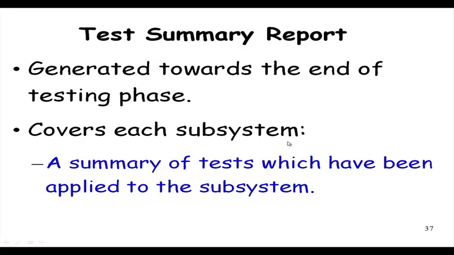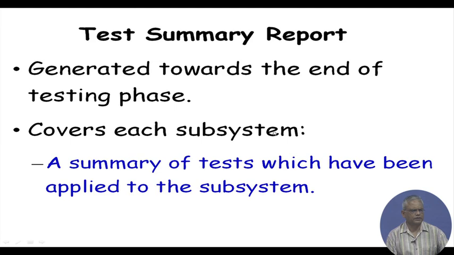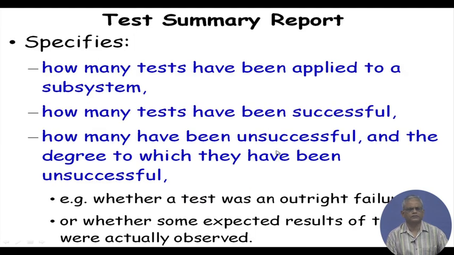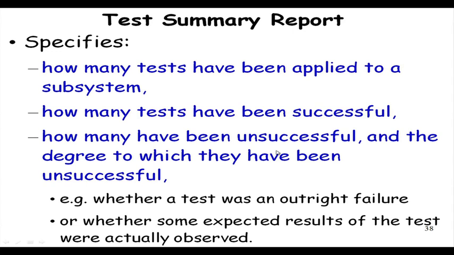So, what do we write in the test summary report? In the test summary report, we have to write the summary of all tests which have been applied to the software. So, both functional testing and the performance testing, how many tests were applied, how many tests were successful, how many tests have been unsuccessful, and the degree to which they were unsuccessful.